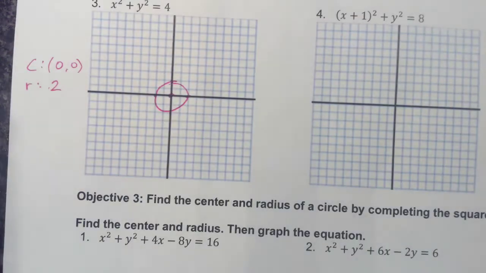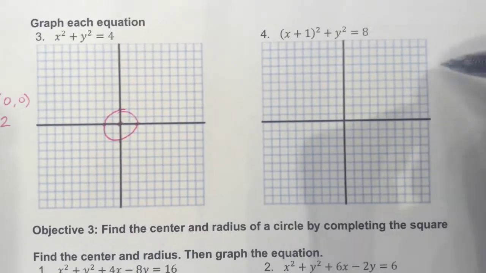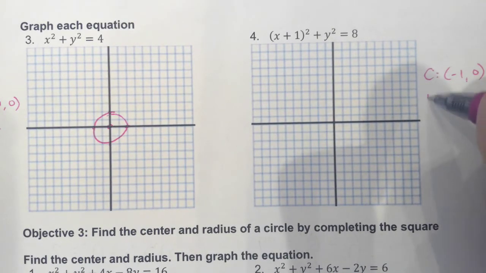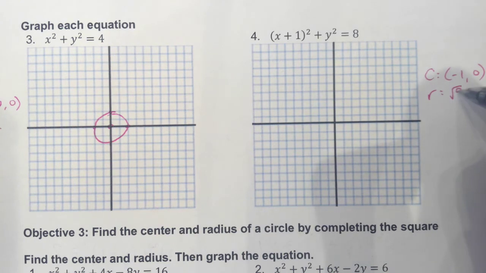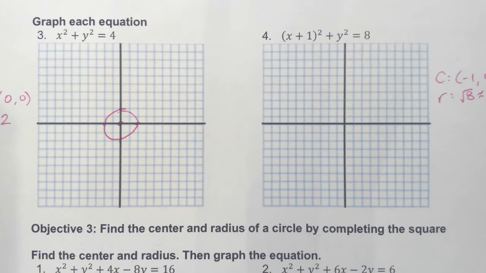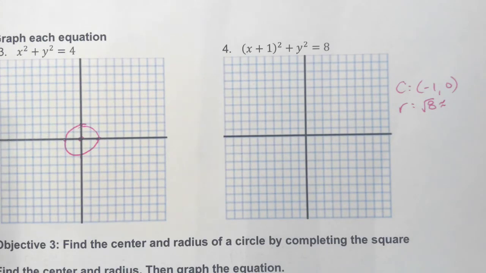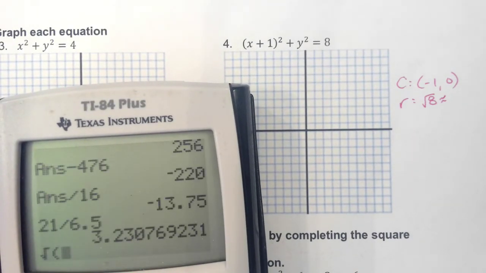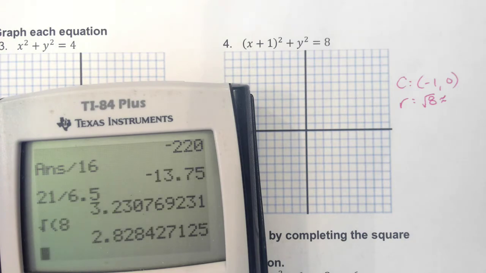2, 2, 2, 2, circle. Not bad. All right, next one. What's the center point? -1, 0. What's the radius? The square root of 8. So we'll need an approximation for that one. I'm going to pull out my calculator here, type in the square root of 8. It's about 2.8.